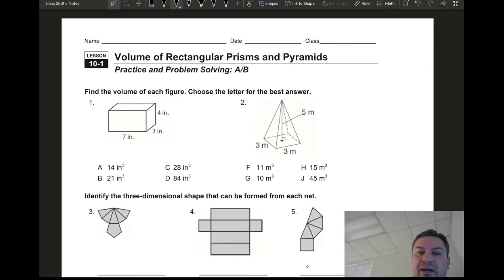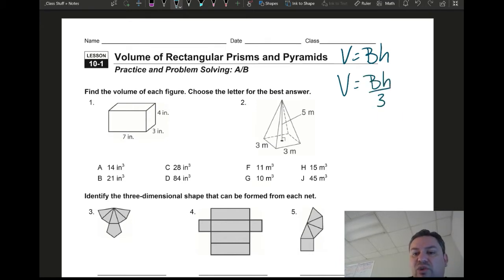So before we start, two things that we need to know. We have a formula of volume for prisms, which is big B H, and volume for pyramids, which is big B H, then divided by 3, where the uppercase B stands for the area of the base.